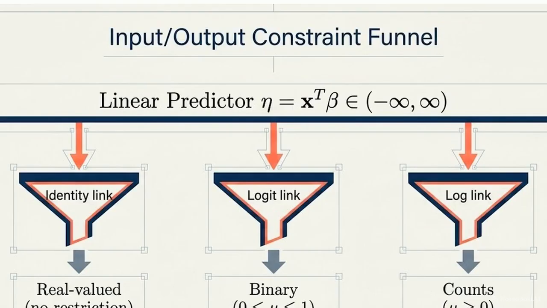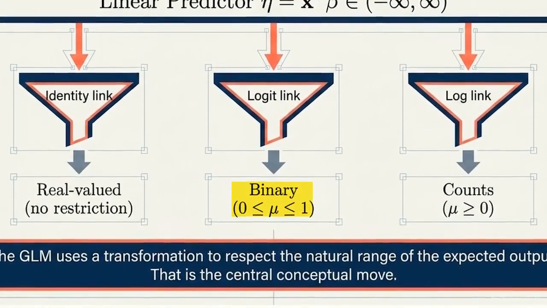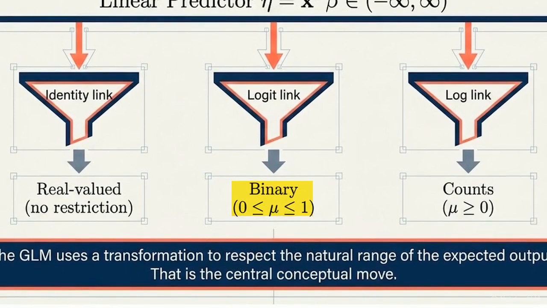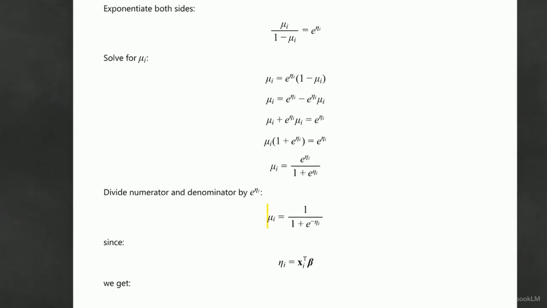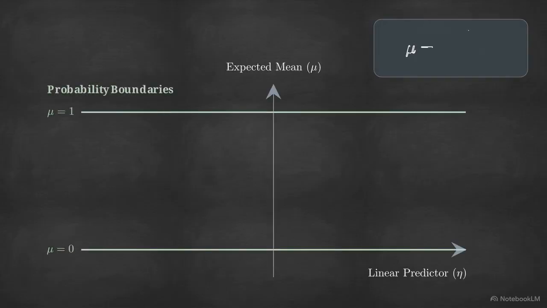Focusing on the center logit link, we see the inverse link function physically take the infinite score from the linear predictor and squash it through a funnel, compressing it into valid probability space. This page traces the specific algebra for logistic regression. We start with the linear log odds, exponentiate both sides, and algebraically rearrange the terms to solve for the conditional mean. The resulting inverse link is the sigmoid function.